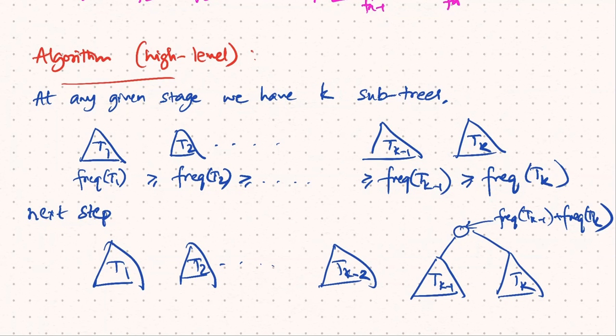Now this order here is not necessarily decreasing frequencies, because now I have this new subtree. In some sense, I'll have to place this new subtree in the right position amongst all the other trees. Okay. Depending on its value, I'll have to place it in the right place. And then after this step, I'll have k minus 1 subtrees. Right? We reduce the number of subtrees by 1. And we repeat the process again and again.